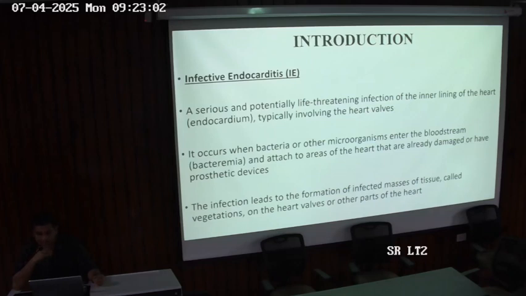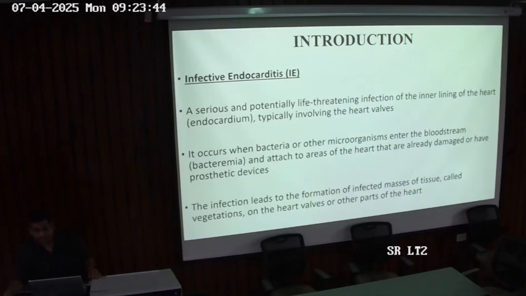In the native valve, if there is a regurgitant lesion like MR, AR, aortic regurgitation, mitral regurgitation, they have more chance of colonization by microorganisms at the site of damage due to the regurgitant valve, and then develop endocarditis. Prosthetic valves and prosthetic devices already have a foreign body. So this foreign body attracts the neutrophils and then microorganisms, and then endocarditis develops. The infection leads to formation of infected masses of tissue that is called vegetation.